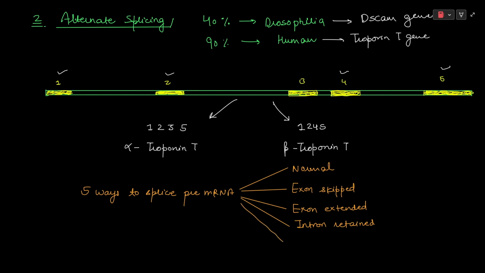And then we have the one that we have just discussed, the alternate splicing. So these are the different ways that you can splice a pre-mRNA. I have mentioned them all here. I hope this doesn't need any further explanation.